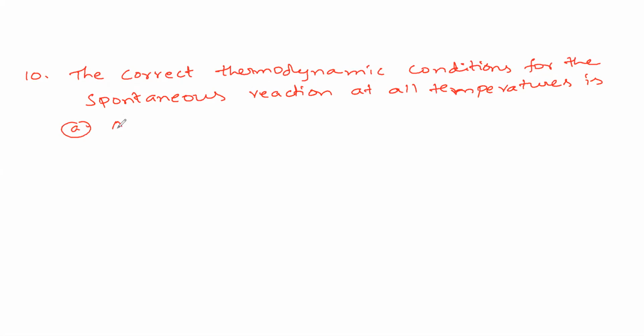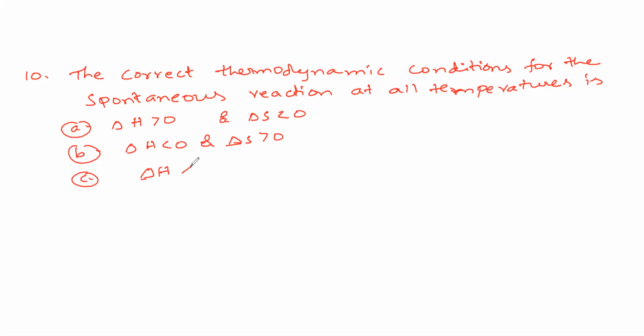First option, delta H is greater than 0 and delta S is less than 0. Second option, delta H is less than 0, and delta S is also greater than 0. Delta S is positive, change in entropy is positive. Third option, delta H is less than 0, and delta S is less than 0. Entropy change is negative. Fourth option, delta H is less than 0 and delta S is equal to 0.